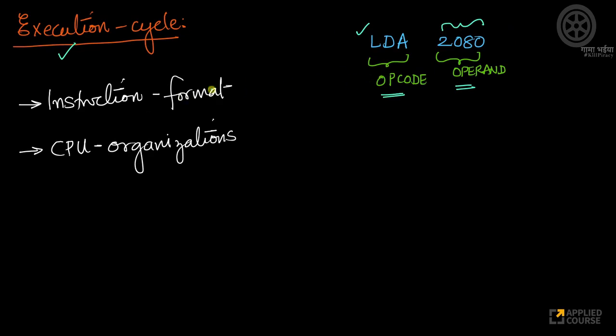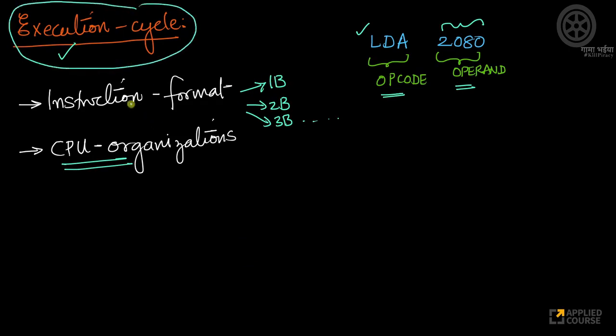We have seen multiple instruction formats, right? We have seen 1 byte instructions, 2 byte instructions, 3 byte instructions, and so forth. There are multiple CPU organizations that we'll start learning from the next video. And we'll learn about the execution cycle of each of these types of instructions when we learn CPU organizations, because based on the CPU organization itself, the execution cycle will differ. In the execution cycle, we've already gotten the opcode and the operand, or operands if there are multiple.